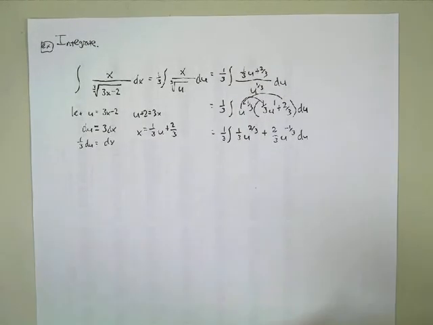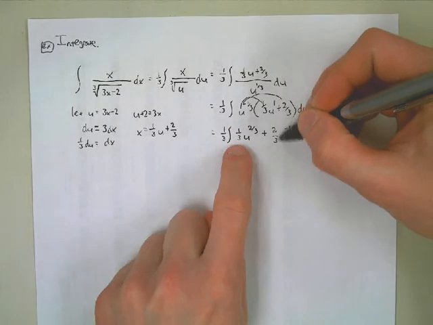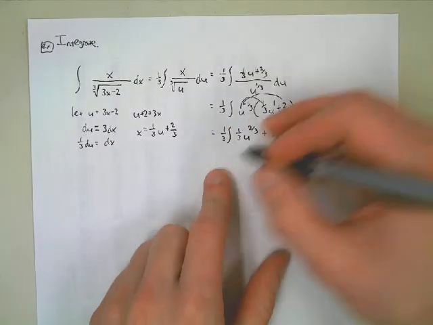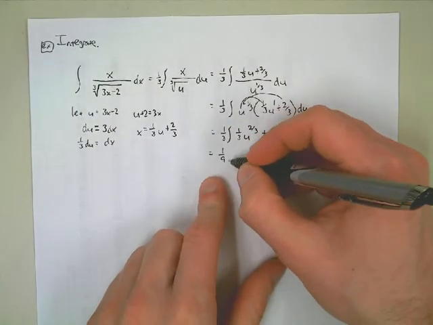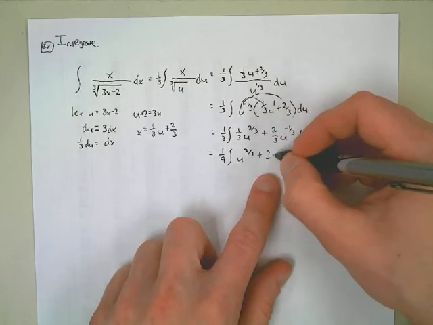Pull out another 1/3. Yeah, if you want to here, since both of these have a 1/3, if you don't want to make these fractions, you can factor a 1/3 out of both these terms, and I get then 1/9 out front, u to the 2/3 plus 2u to the negative 1/3.